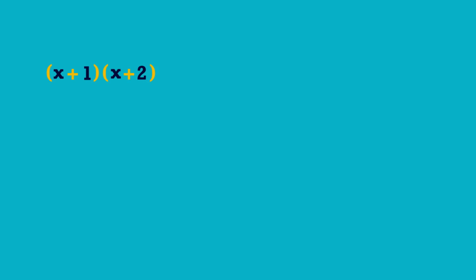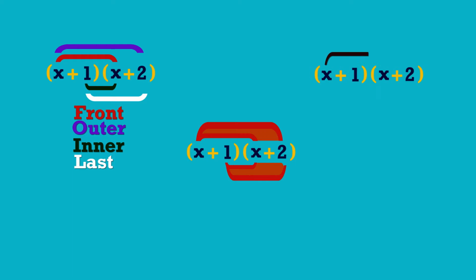When expanding brackets, lots of students use complicated ways of remembering which terms they need to multiply together. For example, they may use FOIL, which stands for front, outer, inner, and last. They may use the crab claw or the smiley face. But I think there's a much more logical way to go about expanding brackets. And this is called the grid method.